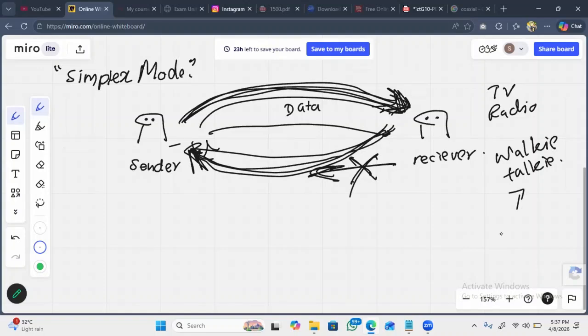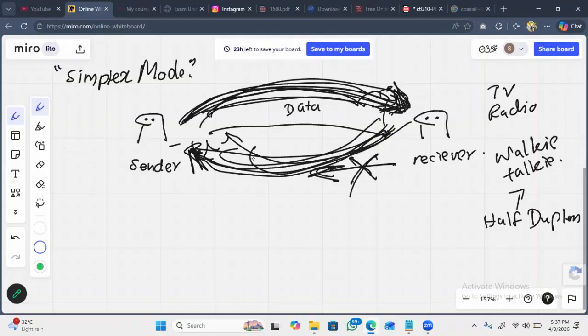Walkie talkie, what mode? Half duplex, sorry. Walkie talkie is half duplex. And freely you can communicate now. You can send, he can send, you can send, he can send, anytime freely. This is called what? Full duplex.